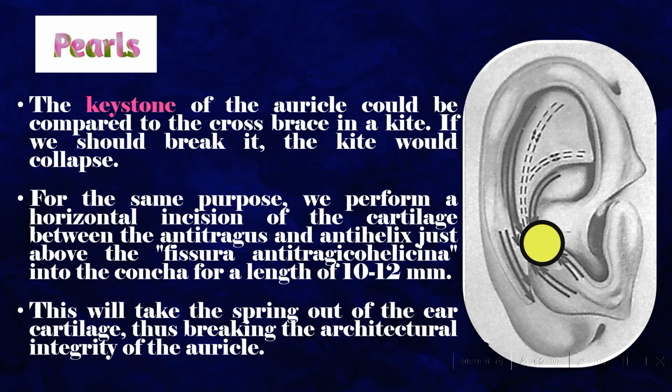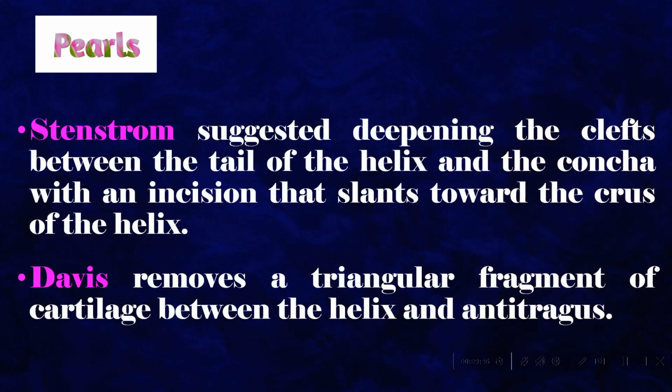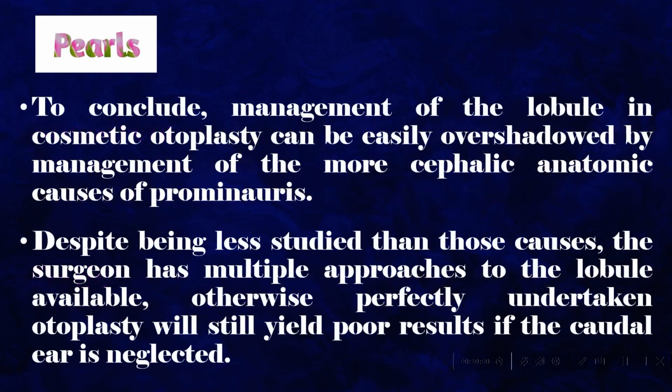For the same purpose, we perform a horizontal incision of the cartilage between the antitragus and antihelix just above the fissura antitragohelicina into the concha for a length of 10 to 12 mm. This will take the spring out of the ear cartilage, thus breaking the architectural integrity of the auricle. Stenström suggested deepening the clefts between the tail of the helix and the concha with an incision that slants toward the crus of the helix. Davis removes a triangular fragment of cartilage between the helix and antitragus.